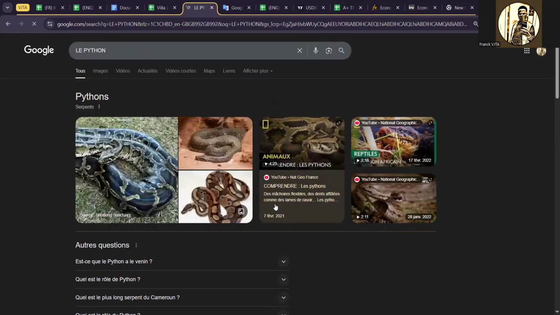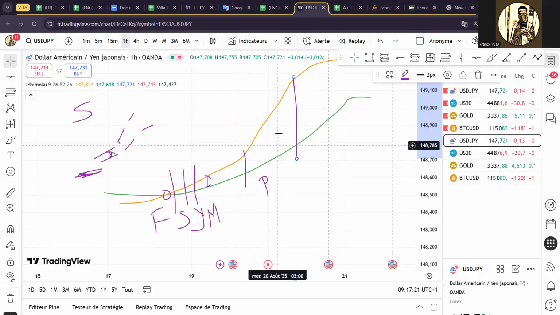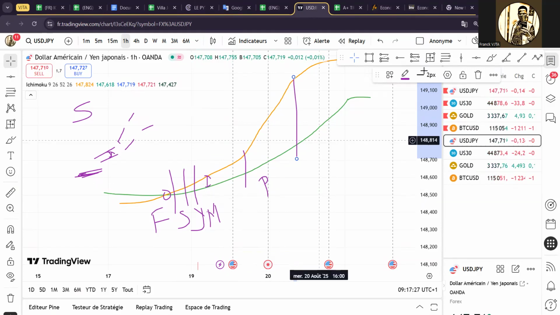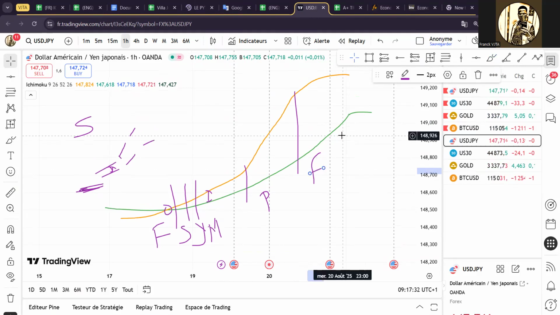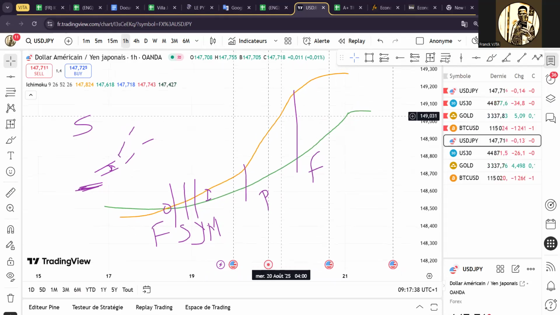This snake is a big snake. That's why I call it python, because it's bigger than those previous ones. Then at the end we have the fat. So those are the elements of the speed, the steps of the trend.